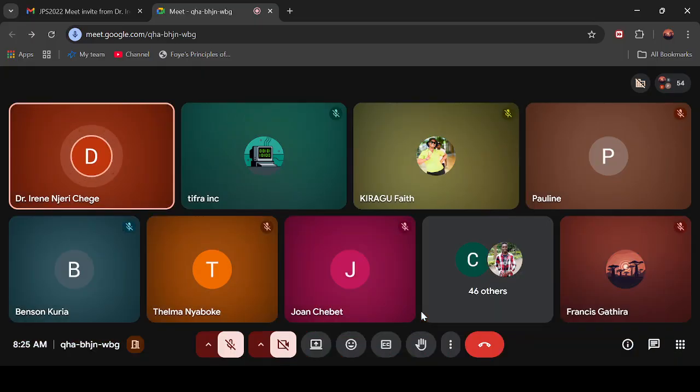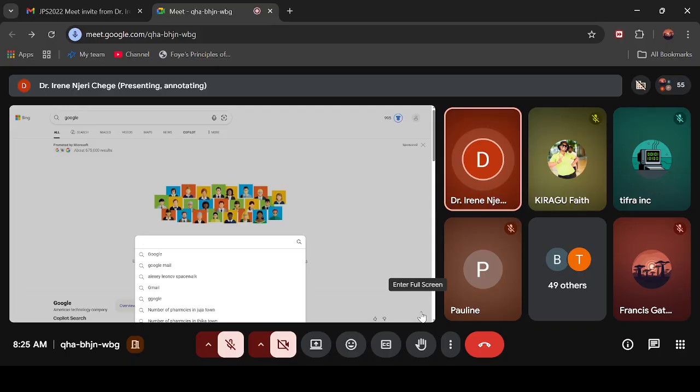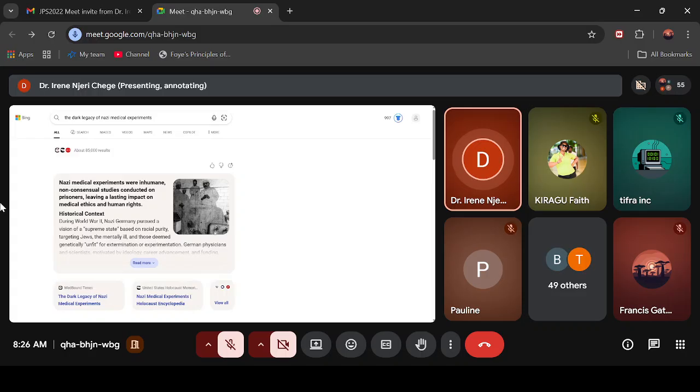So I can give so many examples of ethics that have been ignored, including in children's hospitals, where you decide they're going to experiment on only this population. Okay, so you'll go, can you see my screen when I'm searching? Yes. Okay, so you will search.